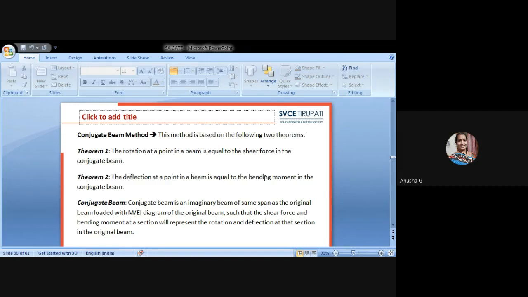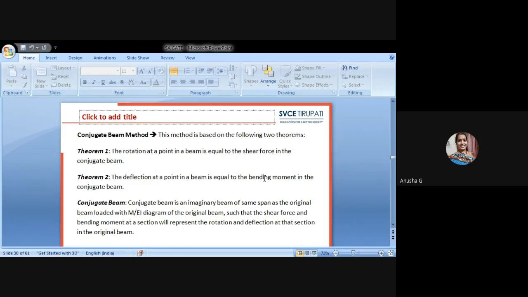Next, the conjugate beam is an imaginary beam. We are assuming that there is one more beam. That imaginary beam is a conjugate beam. But we are taking the rotation of a point as equal to the shear force, and the deflection will be equal to the bending moment. Like that we are assuming here in the conjugate beam method.